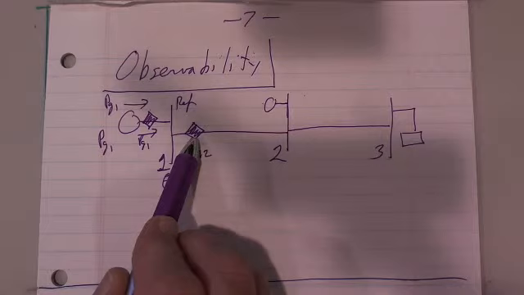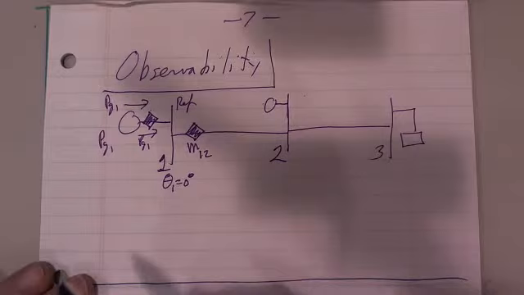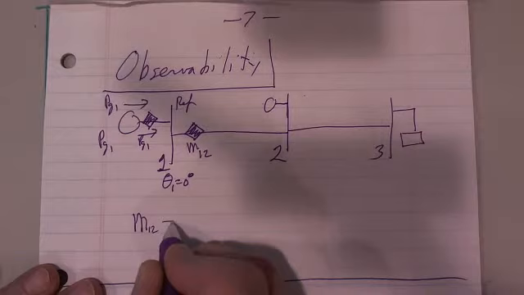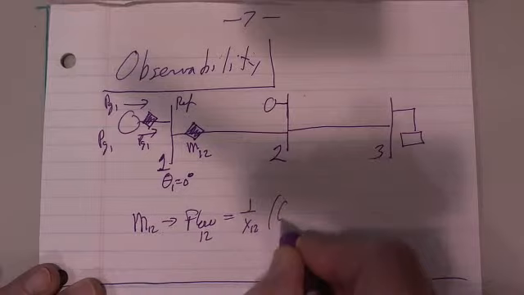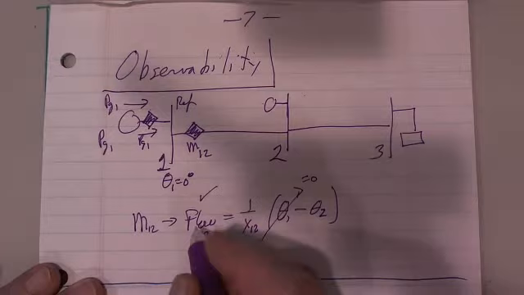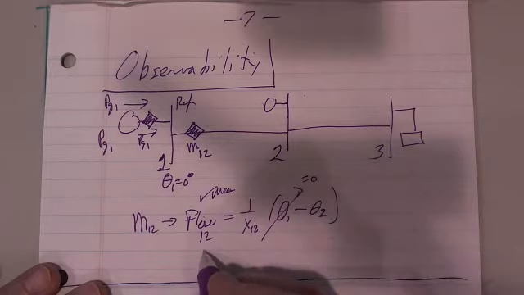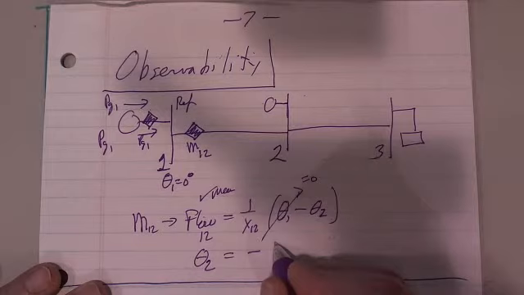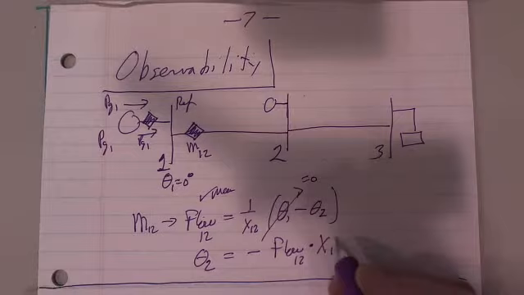That's all I know. With either of these measurements or both, let's just take the M12. I can say M12 gives me flow 1-2, which is 1 over X12 times (theta 1 minus theta 2). Well, we already know that theta 1 is equal to 0. So this is some value that I know, because that's the measured value, and I want to determine theta 2. In that case, theta 2 is minus flow 1-2 times X1-2 to solve it for theta 2.